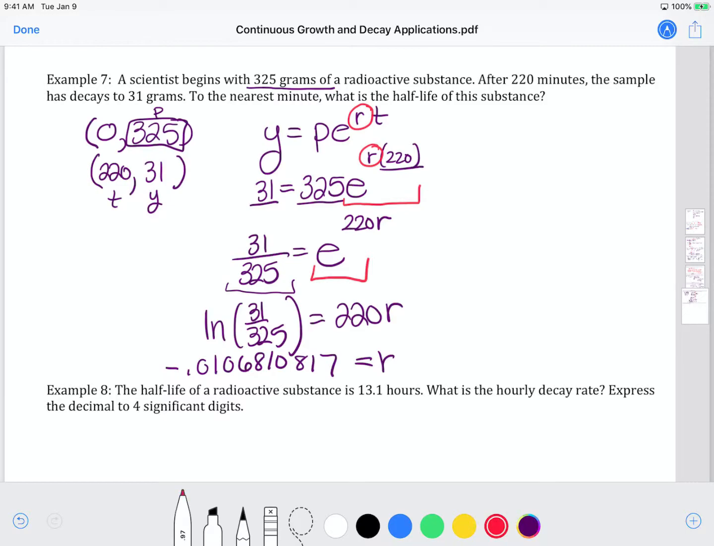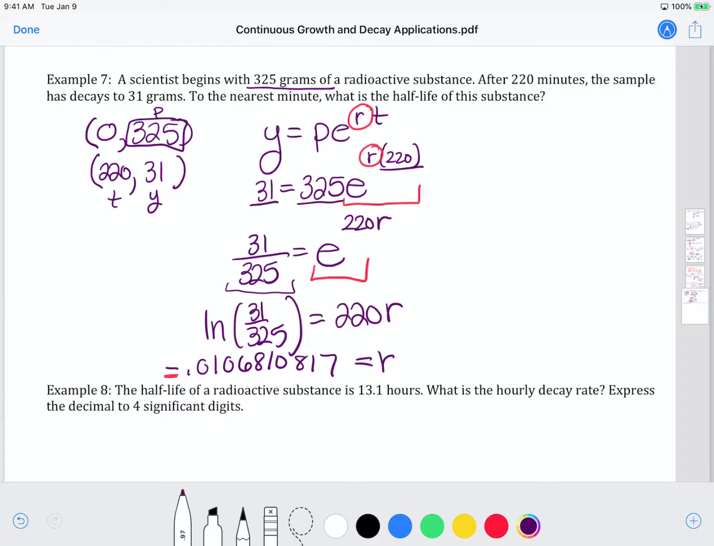Now, I know that it should come out to be negative because this is a decay problem. If my r didn't come out to be negative, then I know I did something wrong. I've got to go back and check. And I want to make sure I keep all of my digits so that I keep that accuracy.